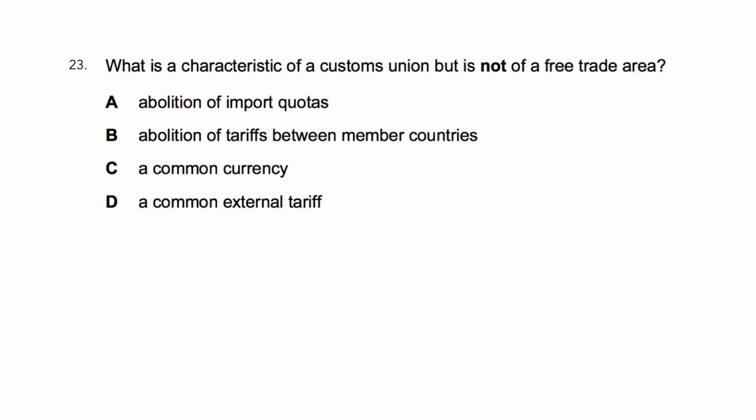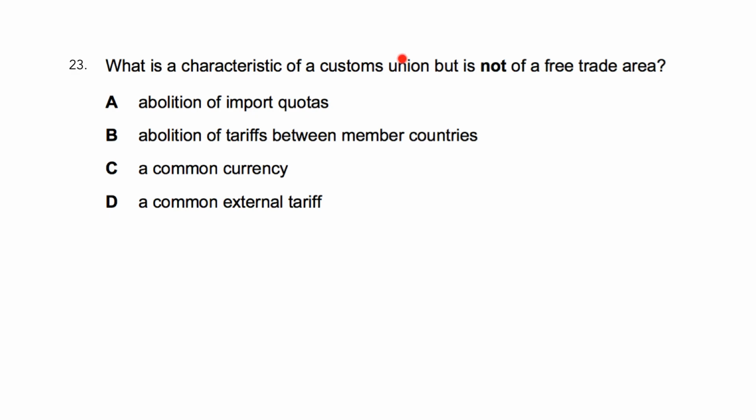What is the characteristic of a custom union but is not of a free trade area? So in a custom union, what we say is that you have no trade barrier with member countries and also a common external policy with your non-member. In a free trade area, you have different external trade policy. Maybe policy with you and his policy with you will be completely different.